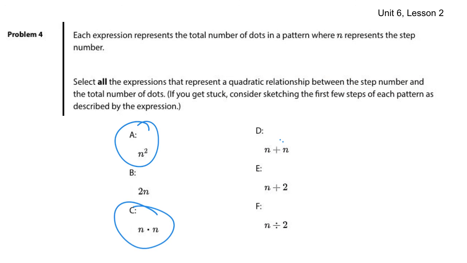In problem 4, the ones that would have a quadratic relationship are A and C. The rest of these would all be linear relationships. And yeah, A and C are the only ones where we would have anything being squared. Do remember that n times n is the same thing as n squared.